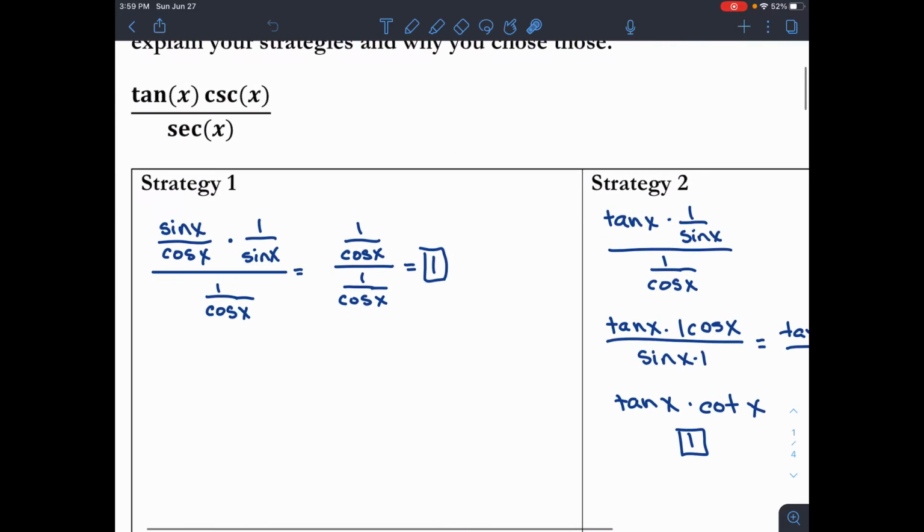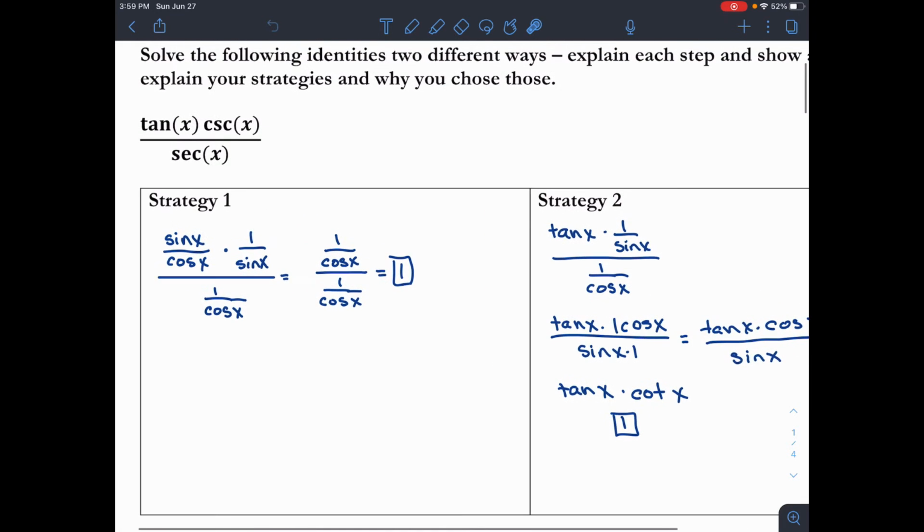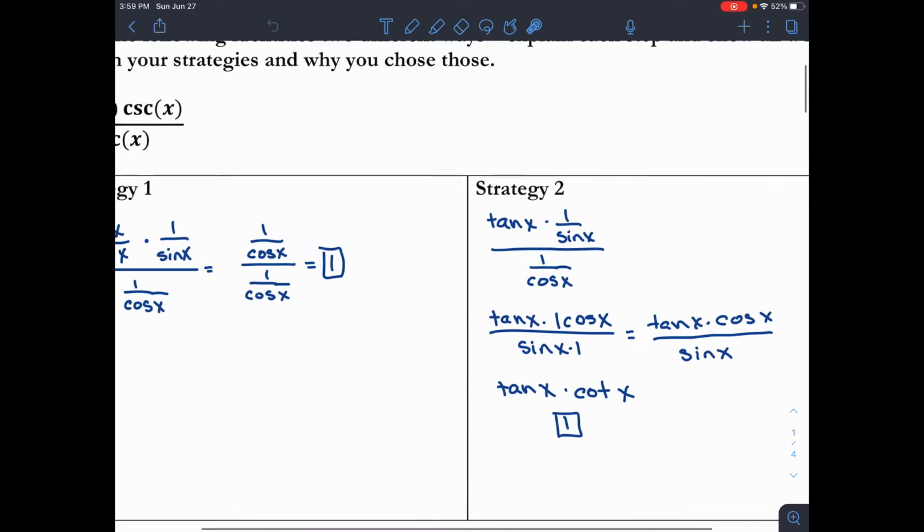The second strategy for doing this is that we can keep tan the same, but we can still convert cosecant and secant into the reciprocals. We have tan x times 1 over sine x over 1 over cosine x. So now what we do is we just switch these, because it's a reciprocal, so we can do cosine x over sine x and multiply it.